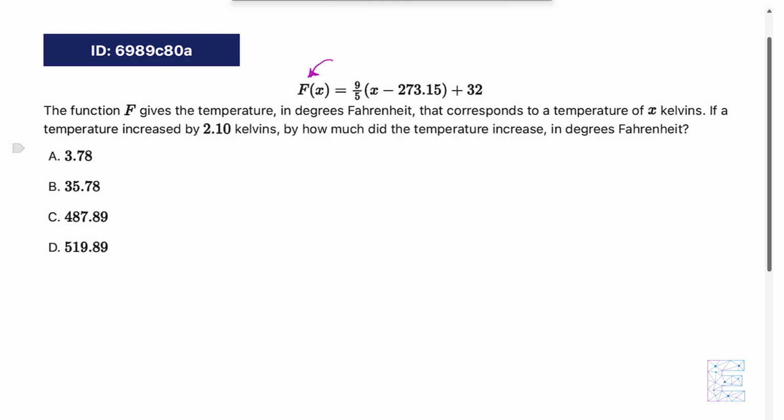Again, we're told that f of x is the temperature in Fahrenheit, and x is the given temperature in Kelvin. Kelvin and Fahrenheit are just two units that we use to measure temperature. Now it says that a temperature is increased by 2.1 Kelvin, but it doesn't give us the original Kelvin. So for this question, I'm going to recommend that we make up the original value. Let's just say the original Kelvin, and it'll make sense.